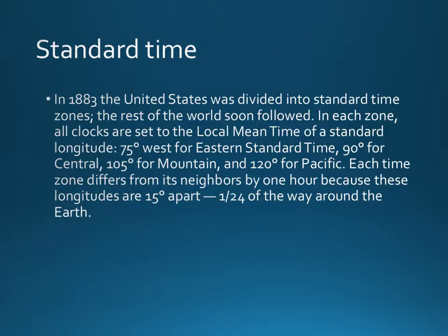In 1883, the United States was divided into standard time zones. The rest of the world soon followed. In each zone, all clocks were set to the local mean time of a standard longitude: 75 degrees west for Eastern Standard Time, 90 degrees for Central, 105 degrees for Mountain, and 120 degrees for Pacific. Each time zone differs from its neighbor by 1 hour because those longitudes are 15 degrees apart, which is 1/24th of the way around the Earth.